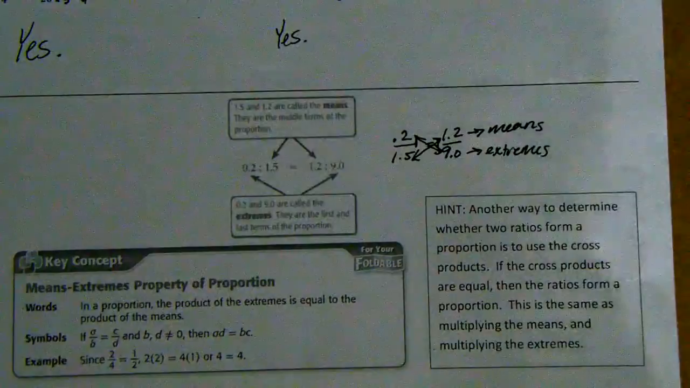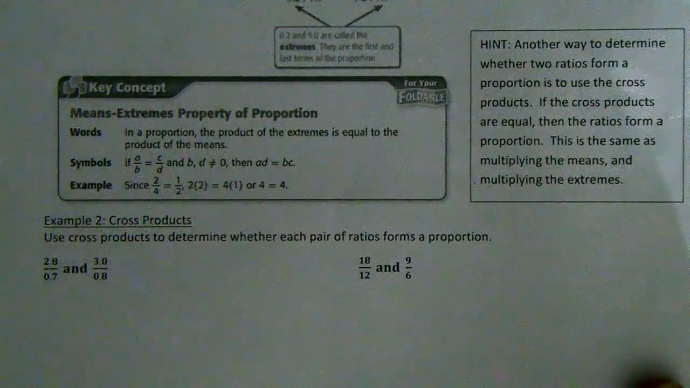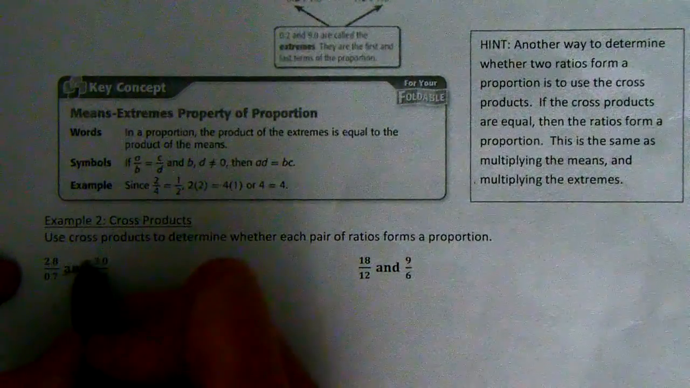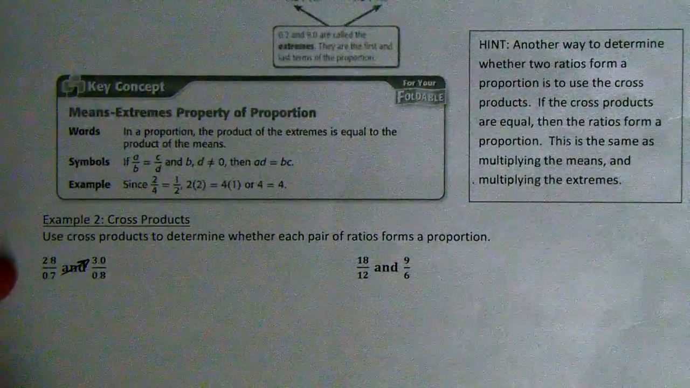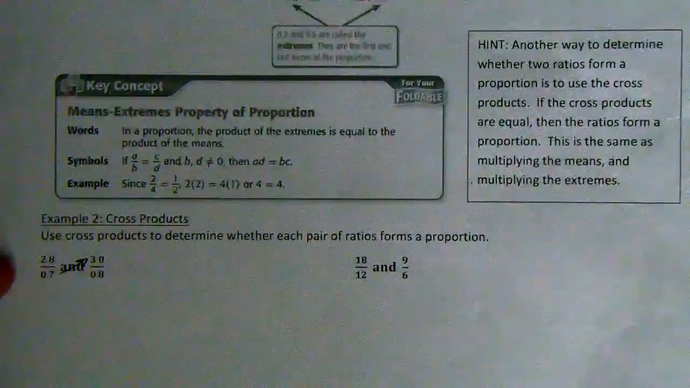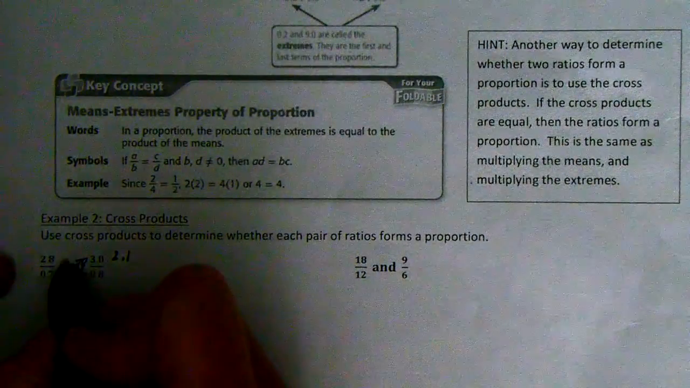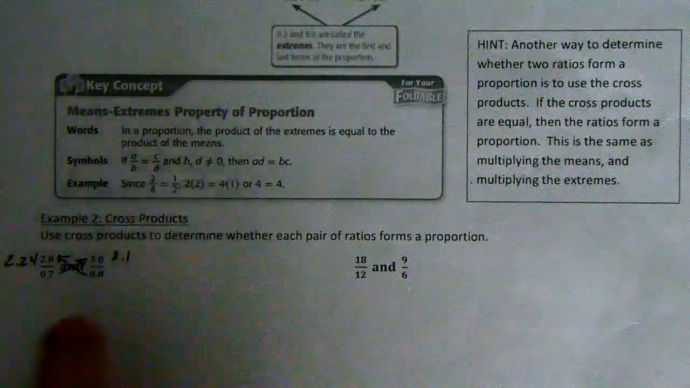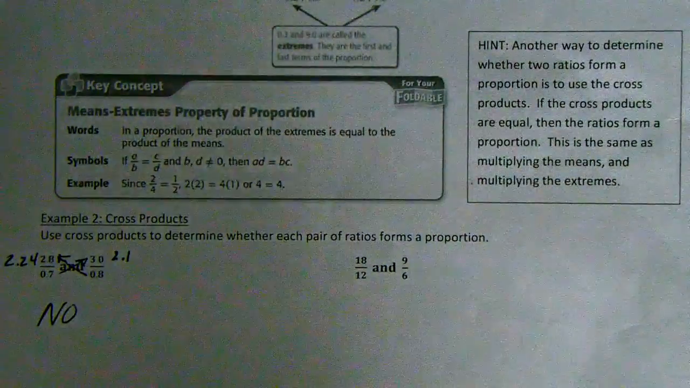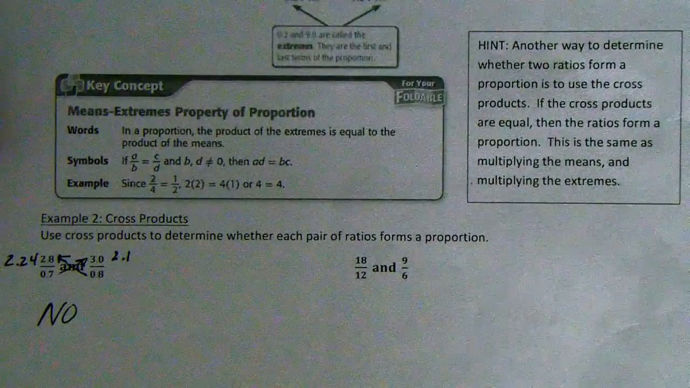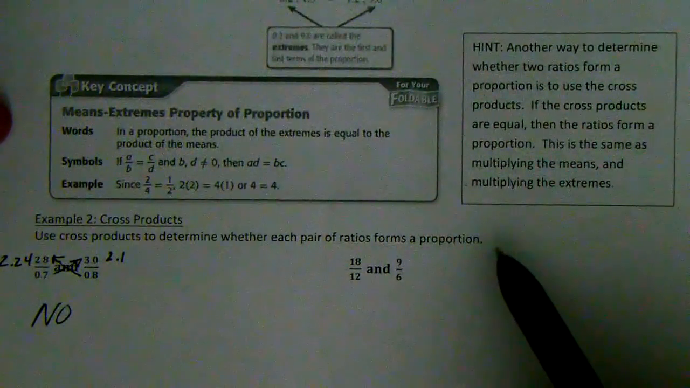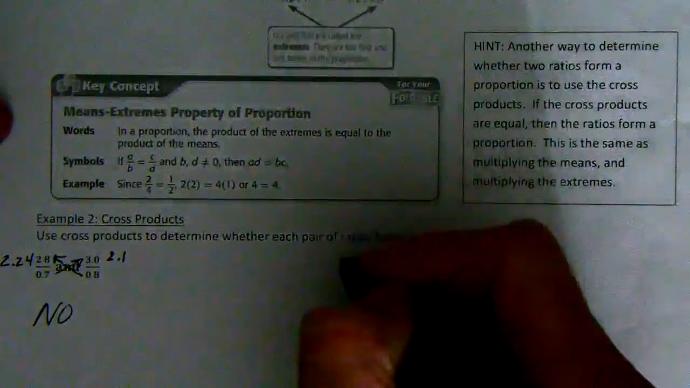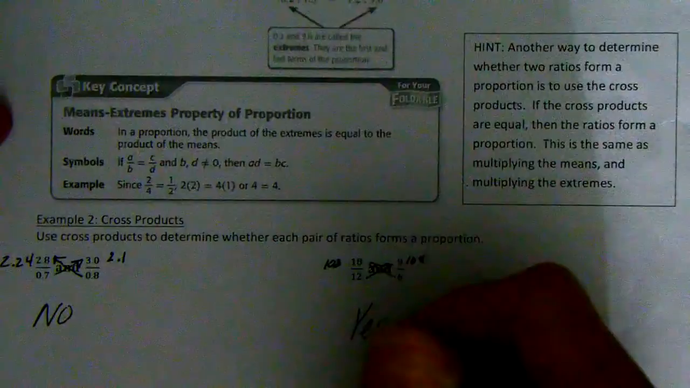So now we're going to do that down here, checking with cross products. You can go ahead and use your calculator if you need to. This first one, 0.7 times 3.0, I think I know it, but I'm going to double check, is 2.1, right? And then 0.8 times 2.8 is 2.24. Because they're not equal, these are not a proportion. They are not equivalent to one another. Same thing on the second half, 12 times 9. Well, 12 times 9 I know is 108. 6 times 18 I'm pretty sure is also 108. So that one is a yes.